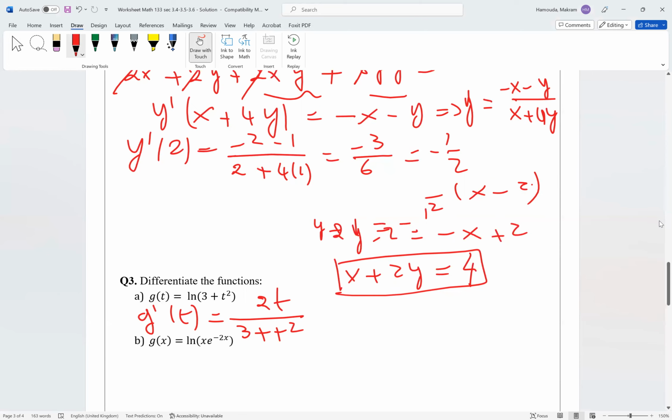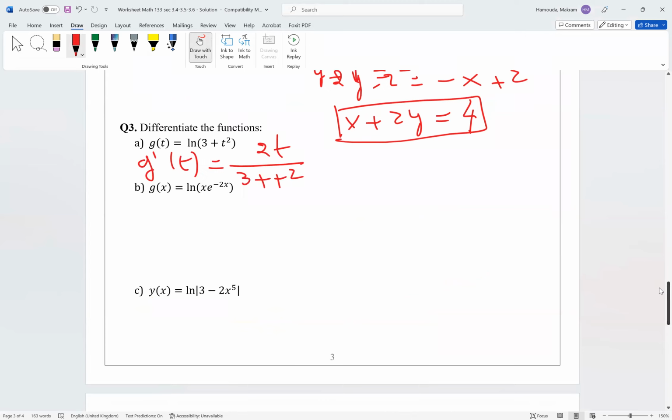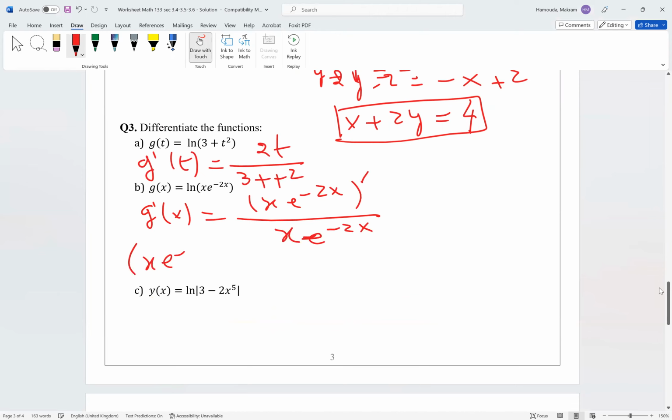Same method you will use in the second question, b. g prime of x is equal to the derivative of x e to the minus 2x, over the same function x e to the minus 2x. I will compute it later. Now the derivative of x e to the minus 2x, that's the product rule. So it's equal to e to the minus 2x, because the derivative of x is 1, plus x times the derivative of e to the minus 2x. But the derivative of e to the minus 2x, that's minus 2, by the chain rule.